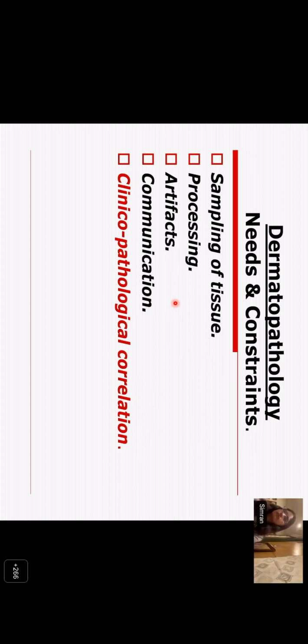Now, I'll quickly go through this because this is very important when you actually practice dermatopathology or any part of pathology, I suppose. Sampling of tissue, particularly in skin, becomes very important. And that is the job of the clinician, to biopsy the correct site. Processing has to be good because you can get a lot of artifacts. Communication is very important. In surgical pathology, especially with malignancies, it doesn't really matter. I mean, of course, clinical history is important, but morphology is the king. Whereas here, you do need a lot of clinical pathological correlation. So good communication between clinician and pathologist is extremely important.